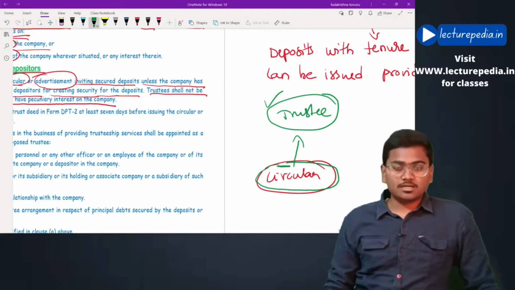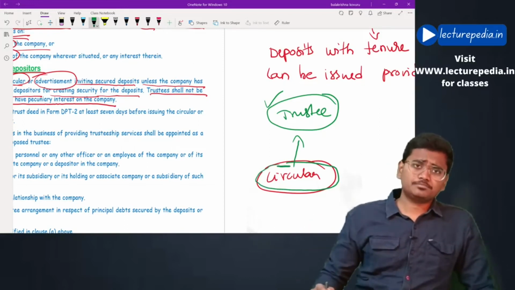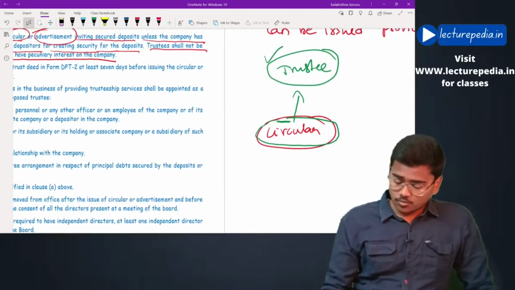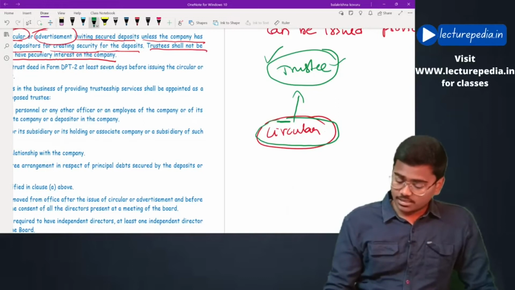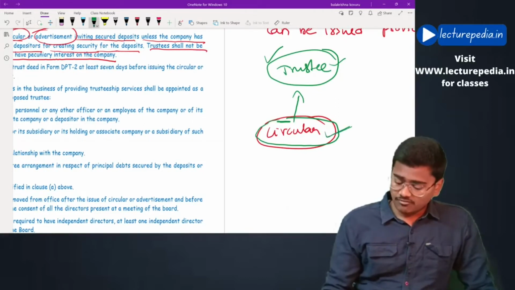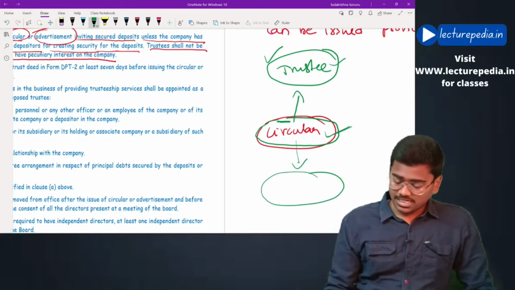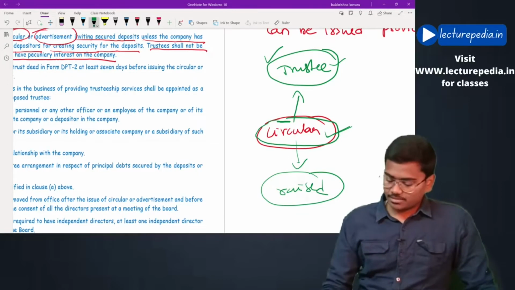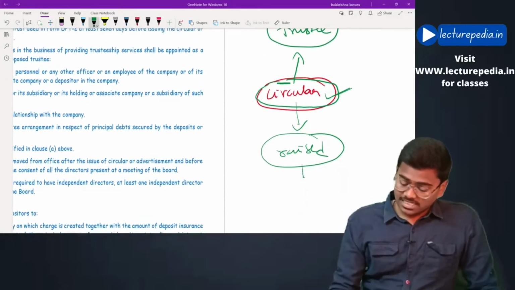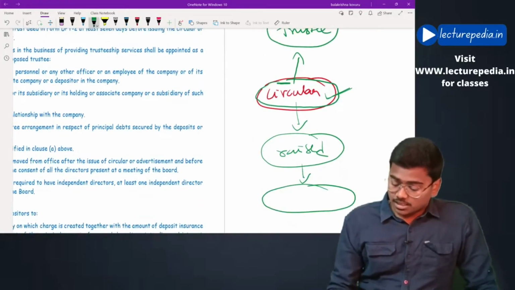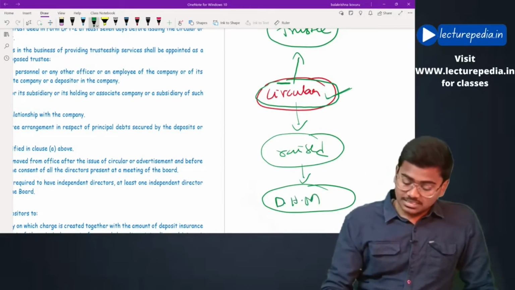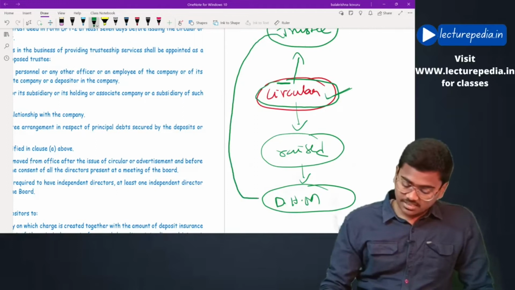Hope this is clear. Once the trustee is appointed, then the circular will be issued. After the circular, deposits will be raised. Then there will be deposit holders in the company. Now, after raising deposits, in the deposit holder meeting of the company, this appointment of trustee will be ratified.